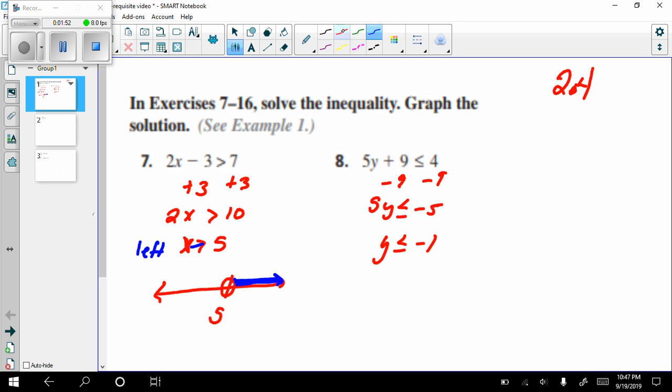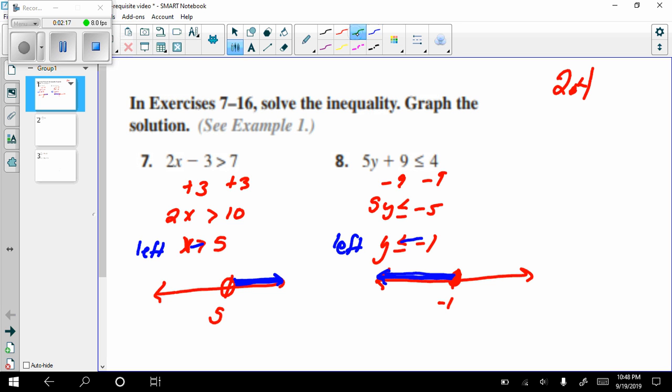Let's graph this second one. Negative 1 is my starting point. This is a closed circle. Is the variable, excuse me, on the left? And it is, so we can again make an arrow out of that inequality symbol. That is telling me to graph everything that is to the left or less than.